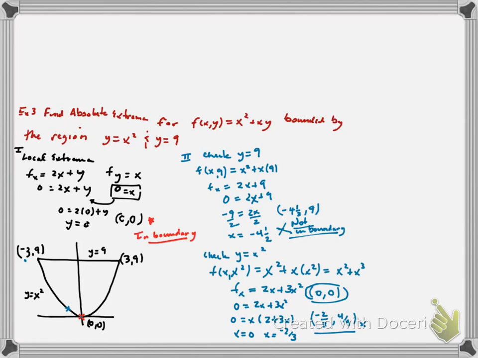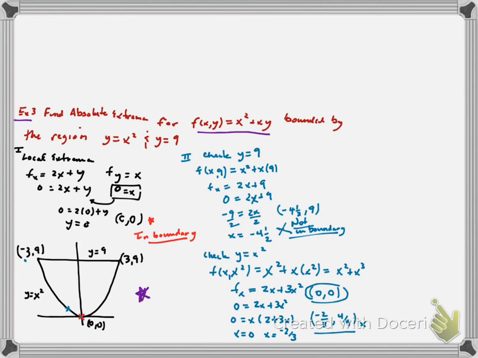So this third example, you have a question where you're supposed to find the absolute extrema for this function right here, x squared plus xy, bounded by the region that is y equals x squared and y equals 9. And that graph is down here. You can do that first, or I did it second when I was actually working this out.